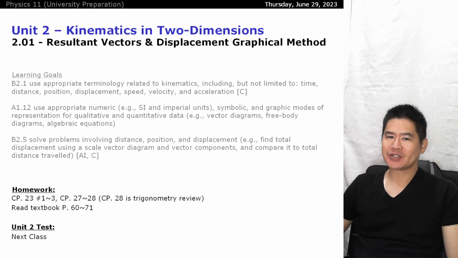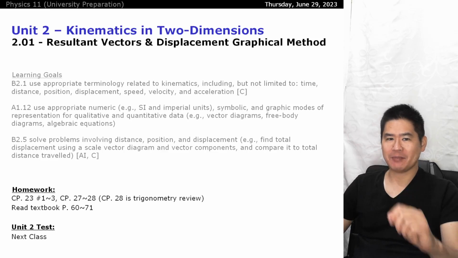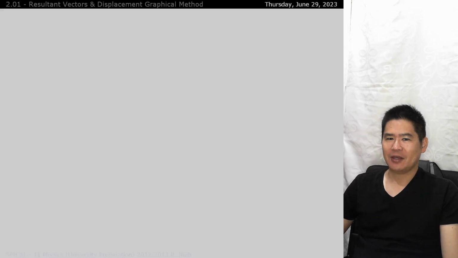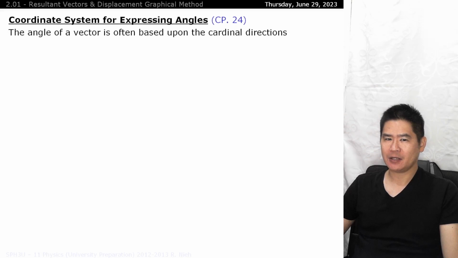So, we just finished calculating kinematic problems in one dimension. Today, we're going to upgrade to two dimensions. First off, we need to properly define angles.